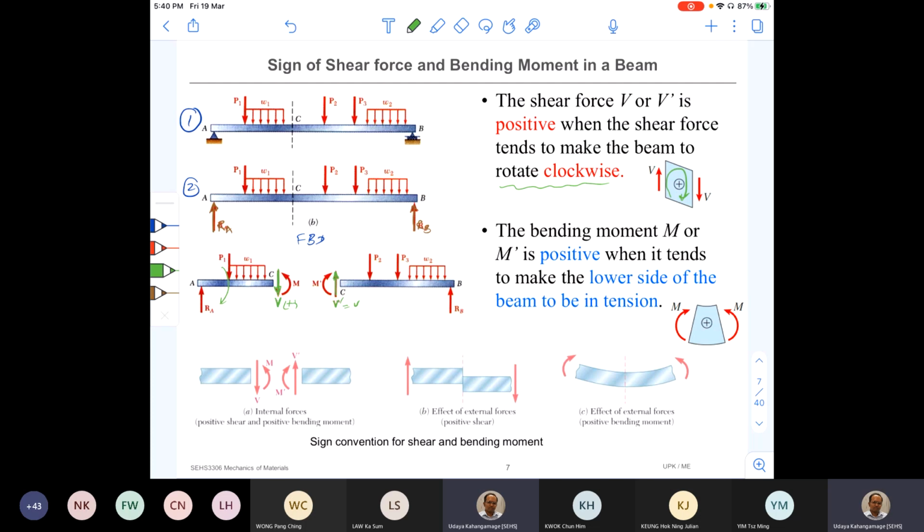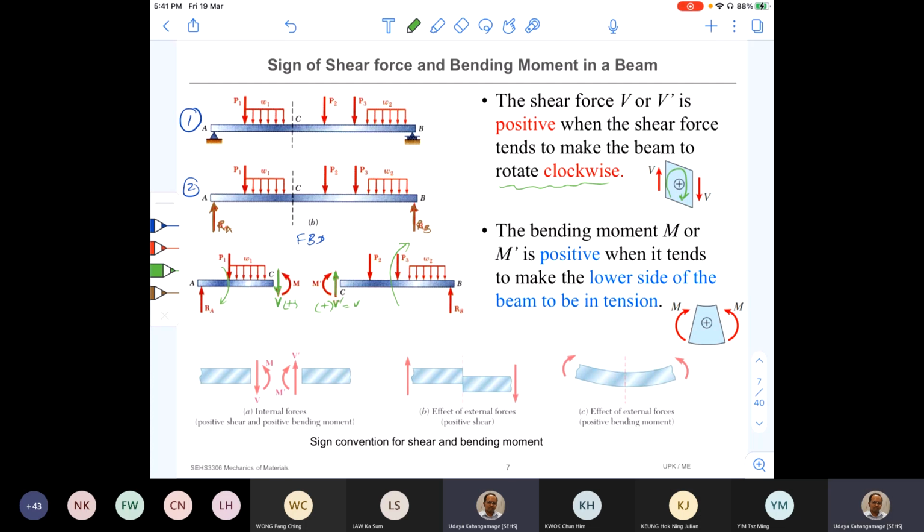So then how is this beam section CB going to rotate? About B, it is going to rotate in this direction. So is it clockwise or anti-clockwise? It is clockwise, right? So therefore, this V prime I marked here is also positive. Okay, can you see that now? So a positive shear force creates a clockwise rotation in the beam portion. That is how we define positive shear force.